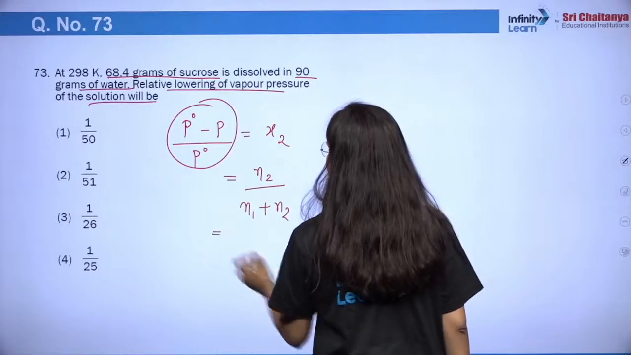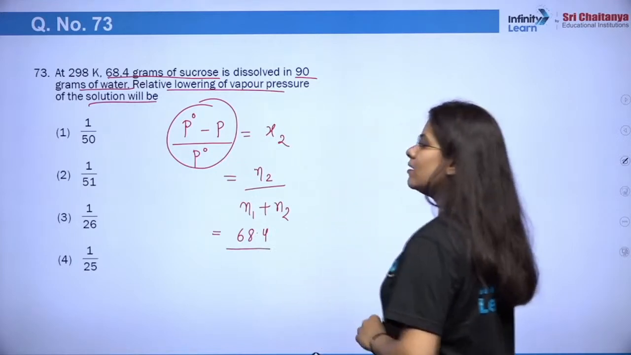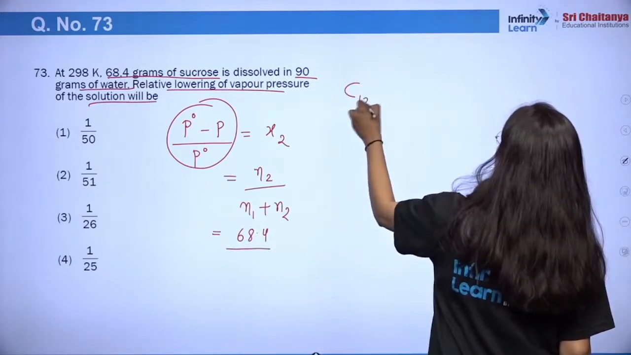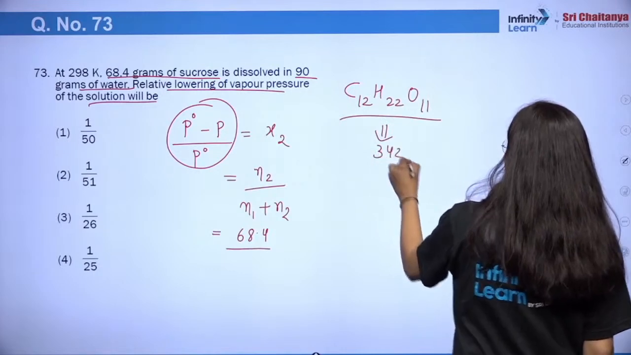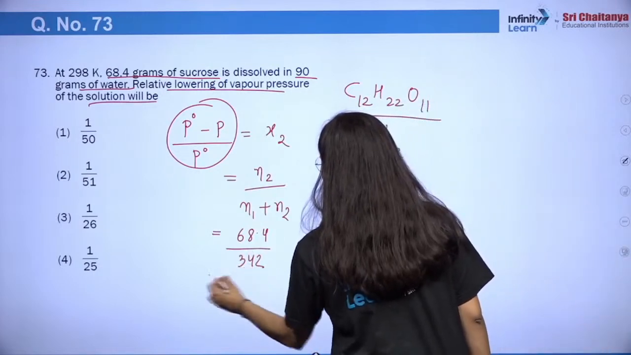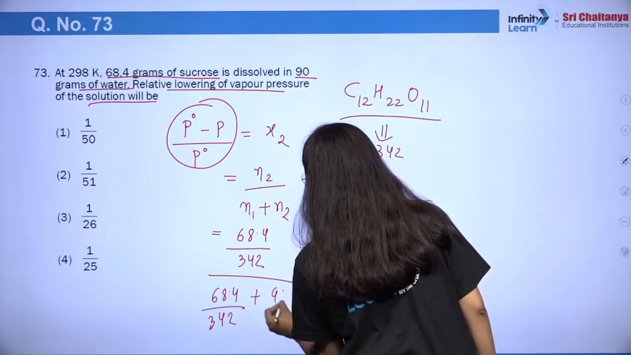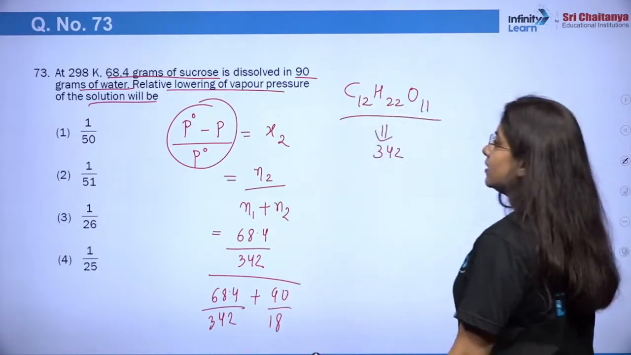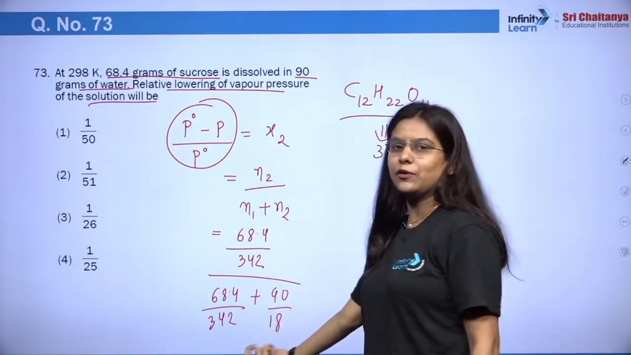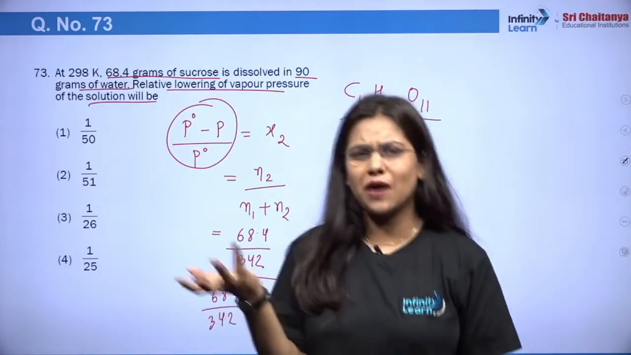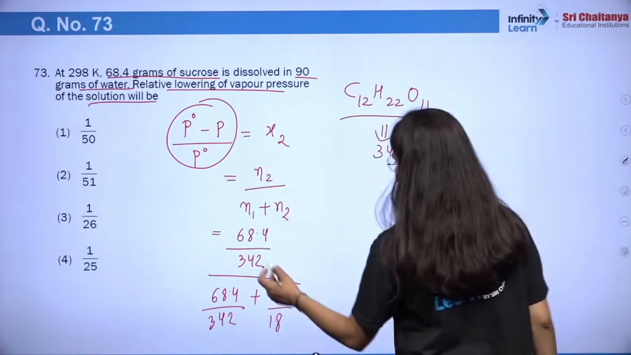Okay, so I'll write the values here. 68.4 divided by the molecular weight of sucrose. What is the molecular weight of sucrose? C12, H22, O11. So it is 342. So 68.4 upon 342, plus 90 by 18, right? Is this what we are talking about? Number of moles of solute divided by total number of moles. I am just calculating the number of moles, and I am very sure you all know how to calculate it: given weight upon molecular weight. So I'll just solve this now.